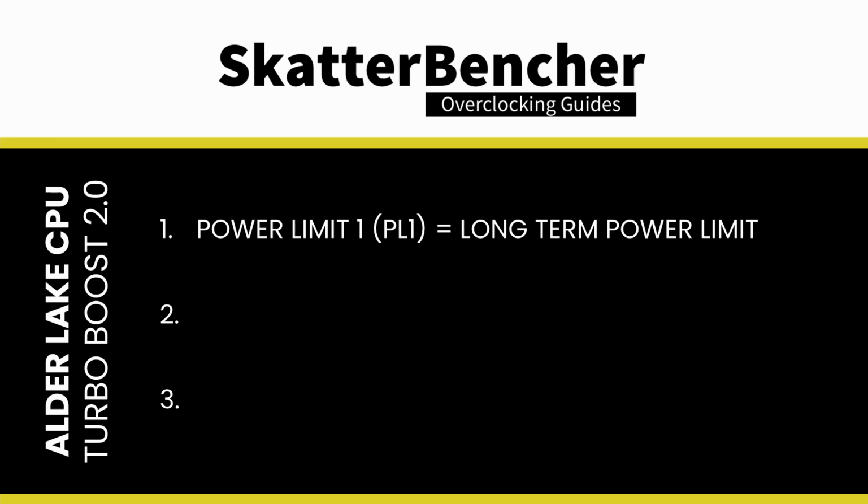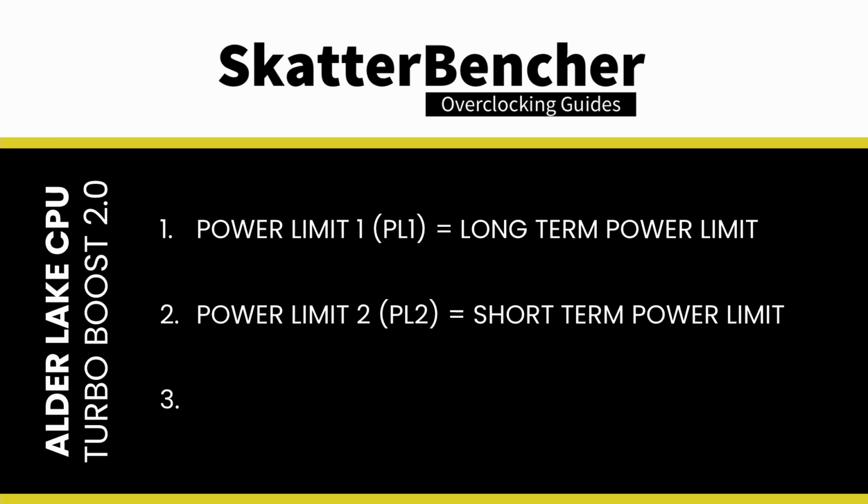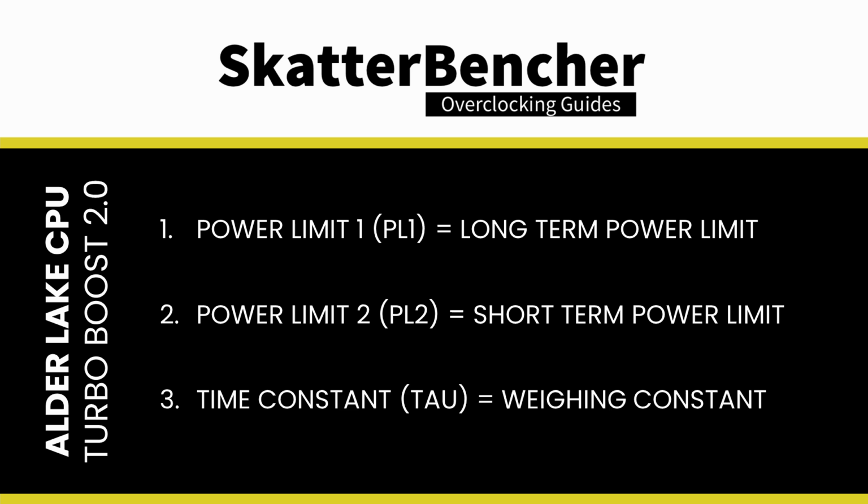Very importantly, PL1 should not be set higher than the thermal solution cooling limit. Power limit 2 or PL2 is the maximum power the processor is allowed to use for a limited amount of time. Tau is a weighing constant used in the algorithm to calculate the moving average power consumption. If the average power consumed is higher than PL1, the CPU will reduce the CPU frequency.